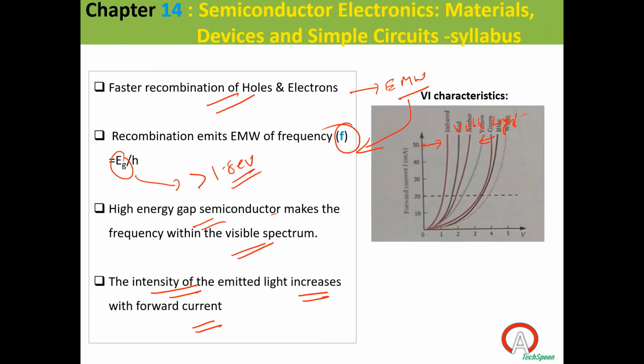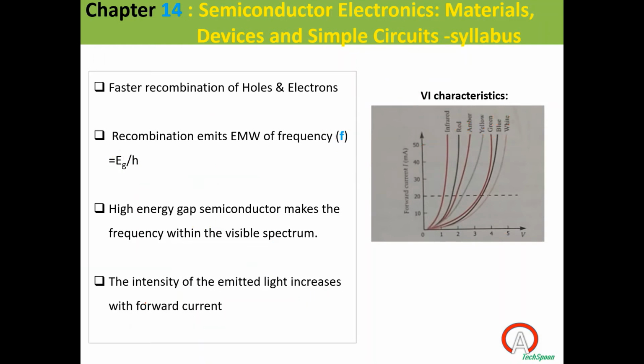That's all. So this is the VI characteristics: voltage versus forward bias current. We will get different colors of light because the frequency of each light will vary. That is shown here, different colors, VI characteristics, a simple thing.